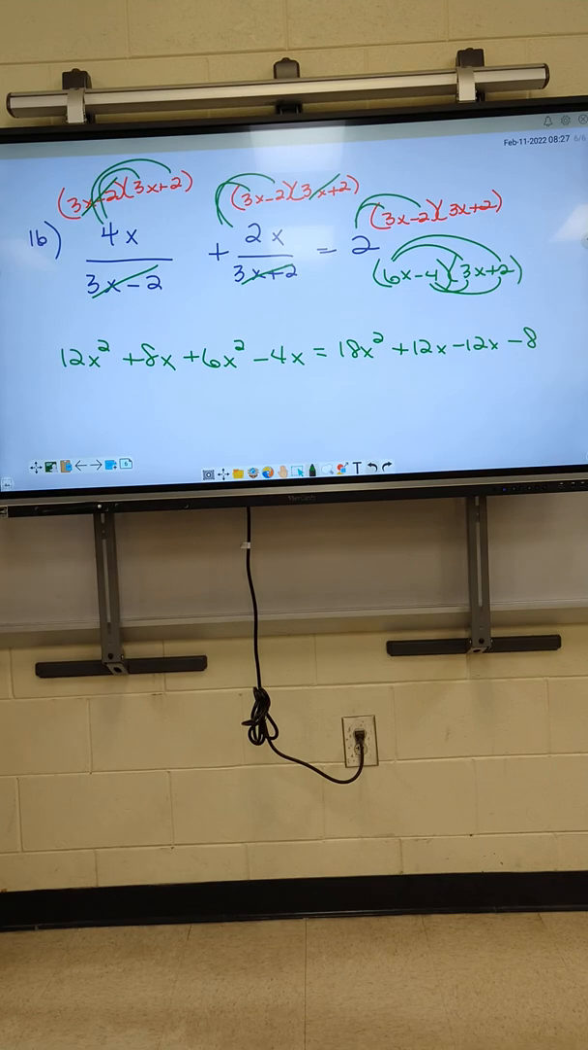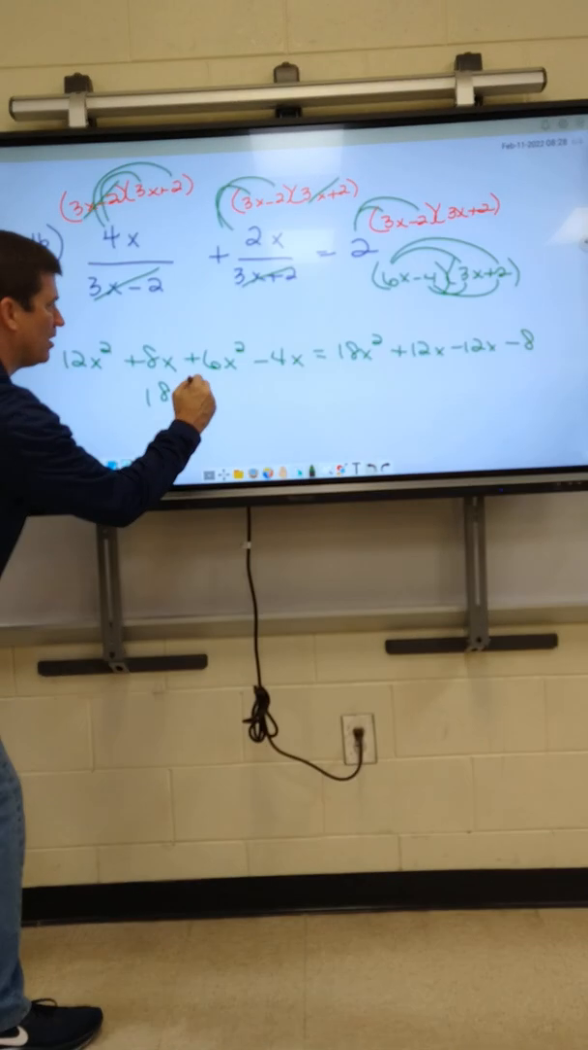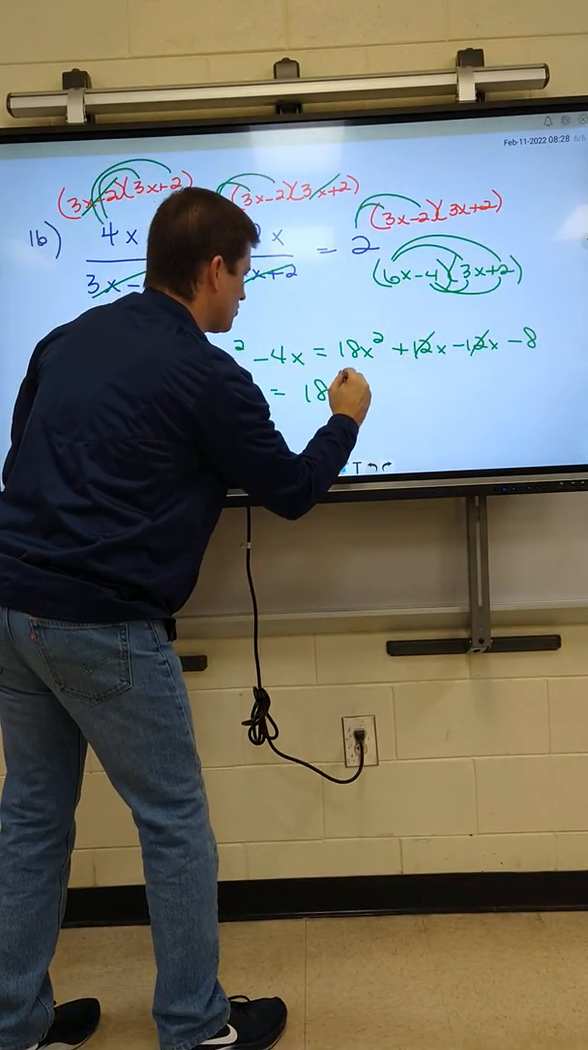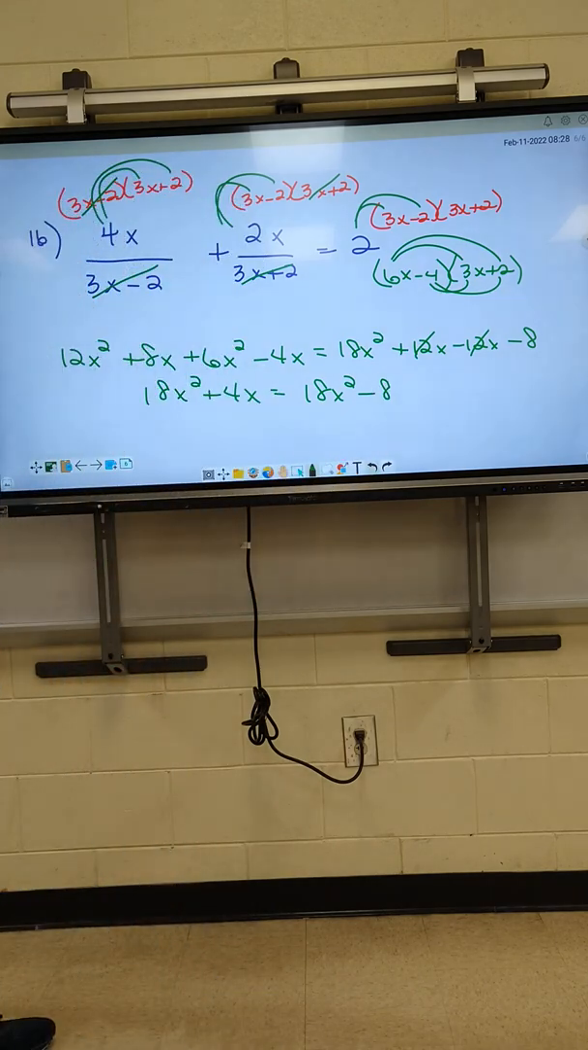All right, now what I want y'all to do, add up your like terms on the left side of the equal sign and the right side of the equal sign. You can do that by yourself. Then I'll show you how to finish it up. All right, so I got 18x squared plus 4x. These two cancel. I got 18x squared minus 8. Check my work, make sure we got the same thing.